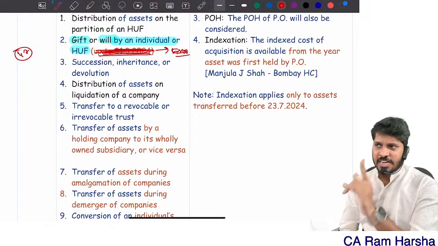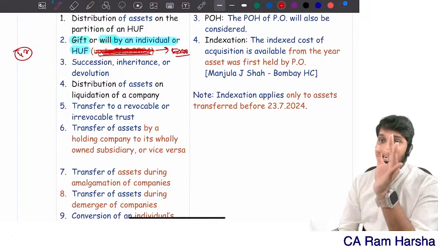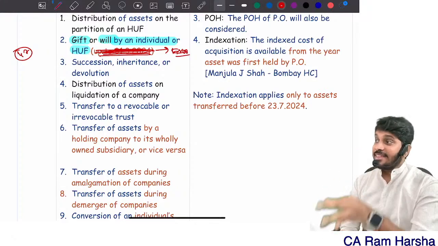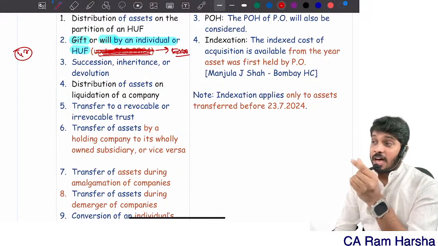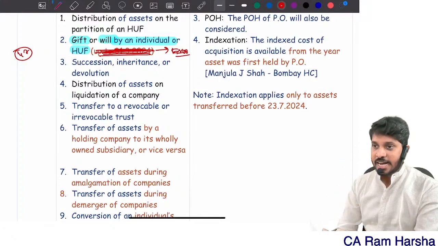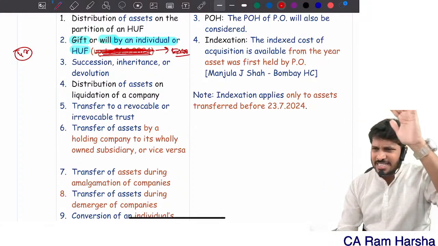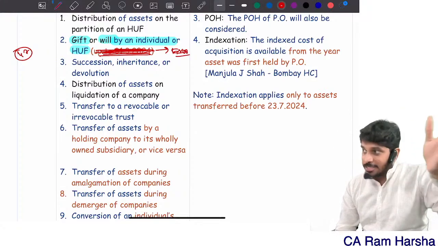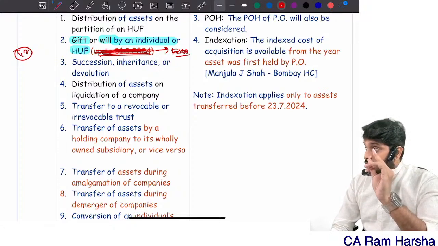45 subsection 1 is the charging section. As per the charging section, profits and gains arising on transfer of capital asset will be taxable in the year of transfer. So if you transfer any capital asset, when you receive the money doesn't matter. Is there a profit on the transfer? Yes, that is taxable. In which year? Year of transfer. Now, what do you mean by transfer? There is an inclusive definition of transfer, which is not a big deal. What is a capital asset? We will discuss.